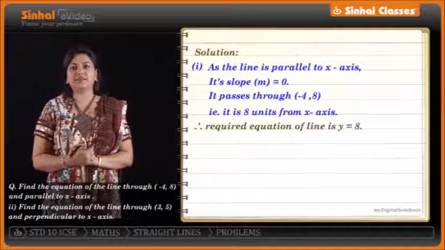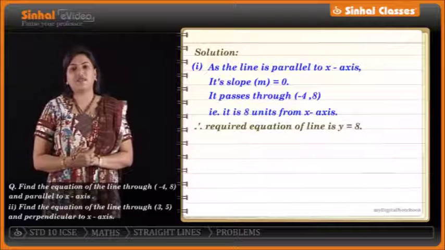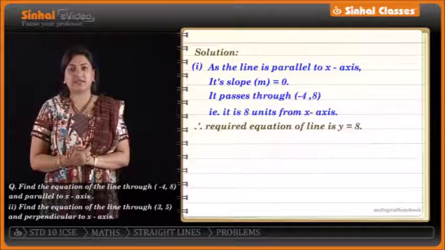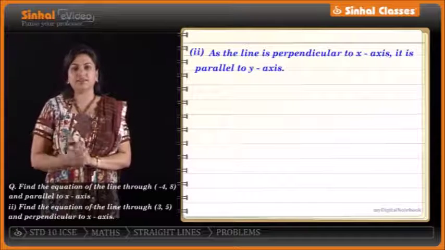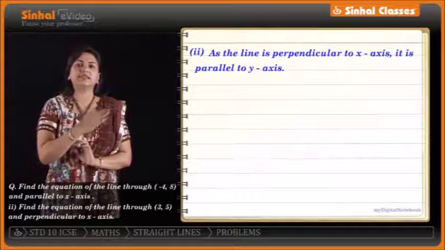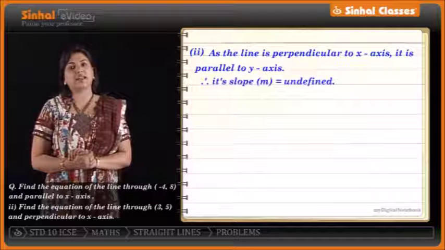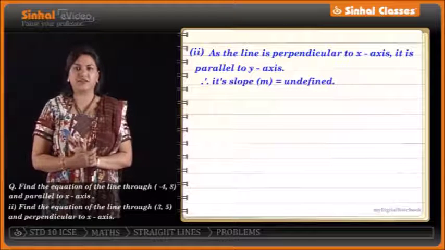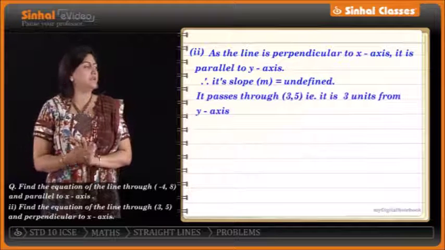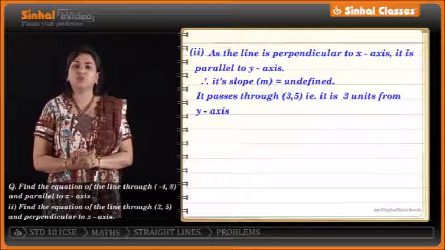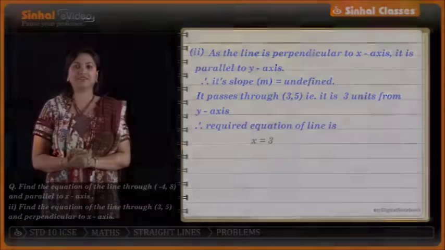Now in the second part, we are given it passes through the point (3, 5) and perpendicular to the x-axis. Now this line is perpendicular to the x-axis, that is, it is parallel to the y-axis. Now the slope of a line parallel to the y-axis is not defined. Now this line passes through the point (3, 5). So the equation of this line will be x is equal to 3.